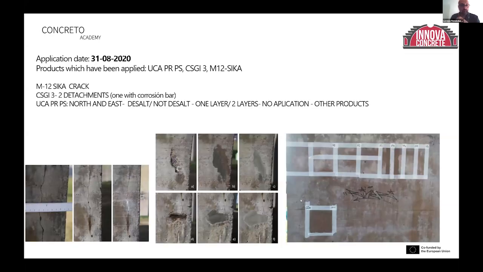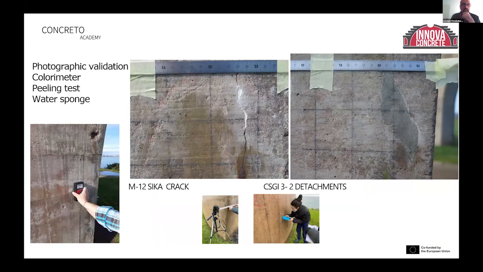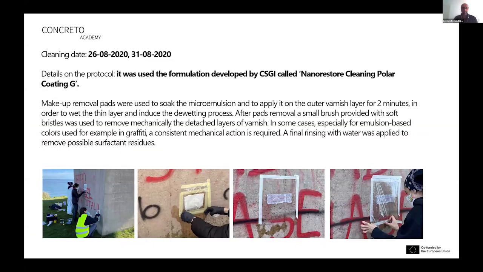Okay, these are other examples of cracks and mortars and how we tested that. We did photographic validation with a colorimeter. We did a peeling test, which is normal, and a water sponge test in order to see how it kept the capillarity.